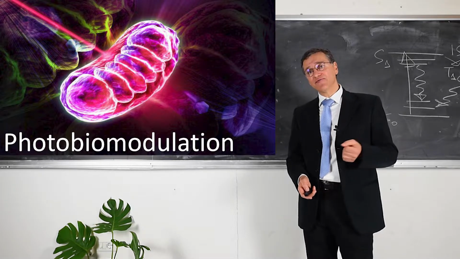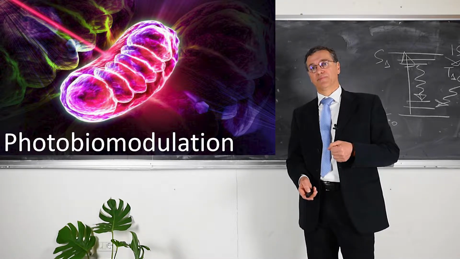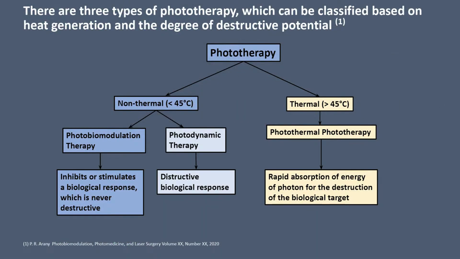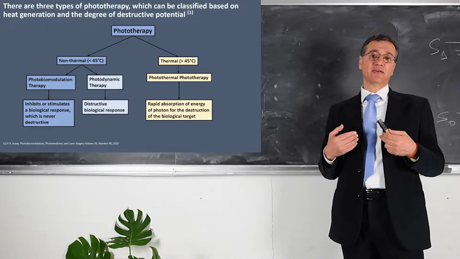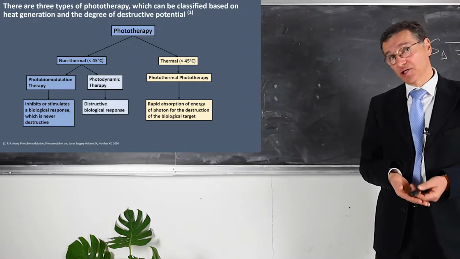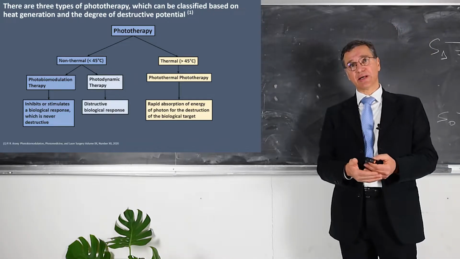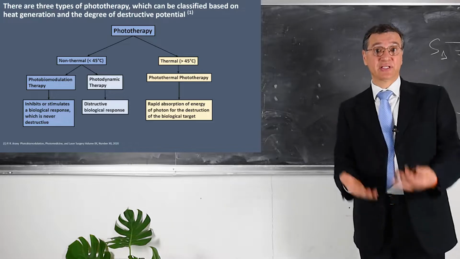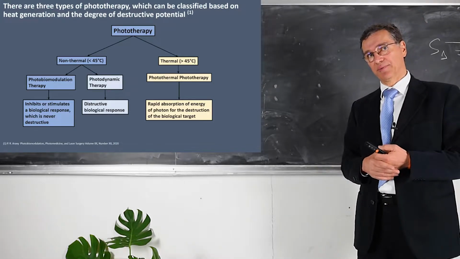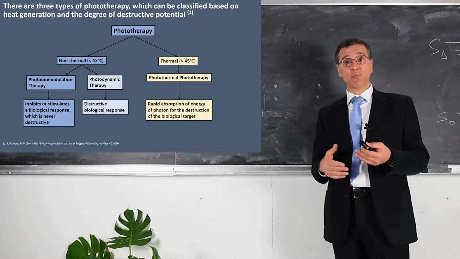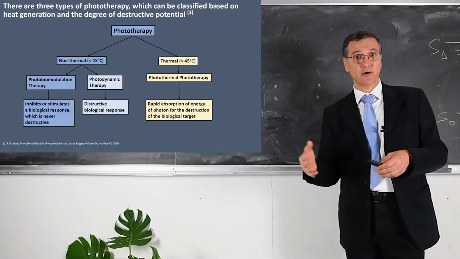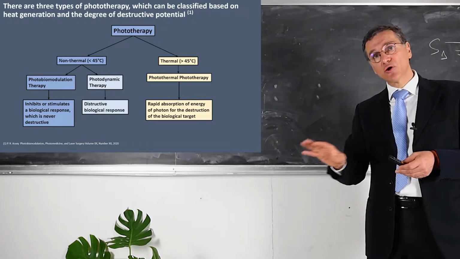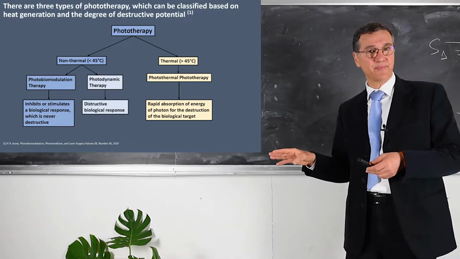So how does photobiomodulation work? Mainly what we call phototherapy is based on two effects. One is the fact that the photons absorbed by the tissue are going to interact with some chromophore, delivering some energy, increasing the temperature. And if we go to temperatures more than 45 degrees, we induce apoptosis of cells, so the death of the cells. This is what is called photothermal phototherapy.